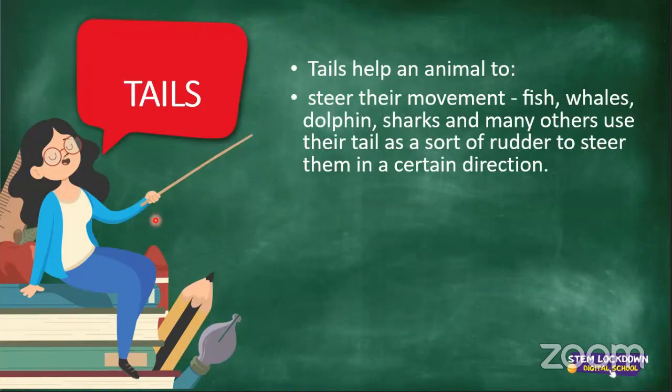Okay, a tail can also help an animal to steer its movement. If you think of a dolphin, dolphins move really fast and they swim with the current, but they need to be able to move and steer, right?